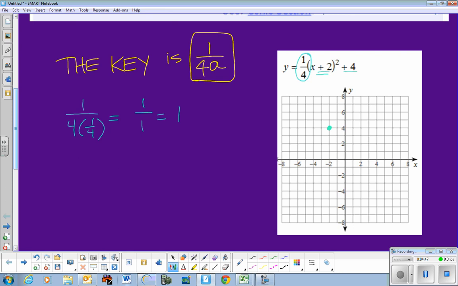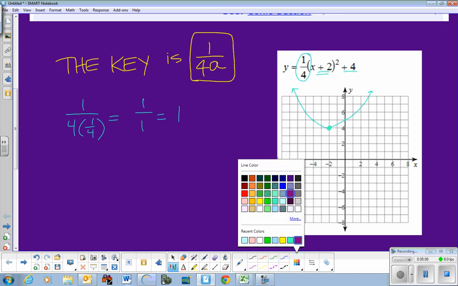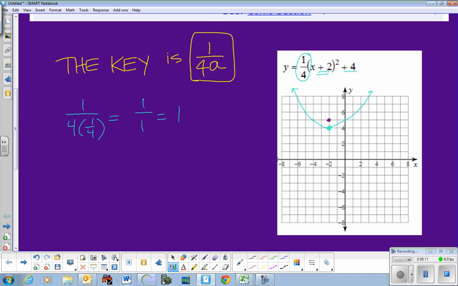But what I know right now is that the distance from the vertex that I just marked up, this thing's going to be opening, let's see, I think it's going to go through about like that. I'm going to go up to find the focus, and I'm going to go down to find the directrix. And how do I know that that's where they are? Because I just found that one right there.